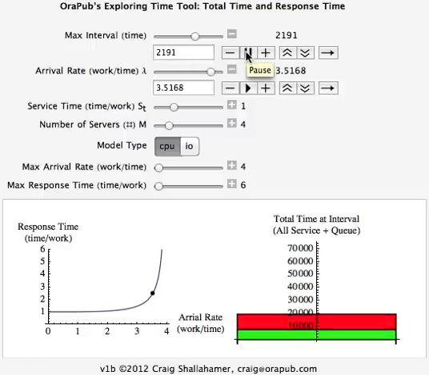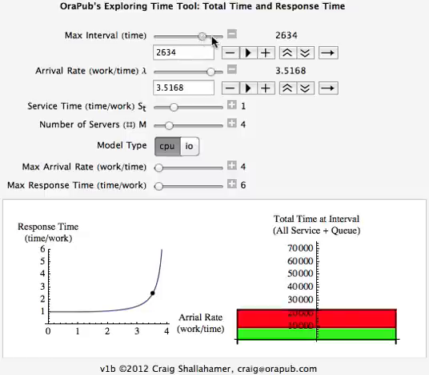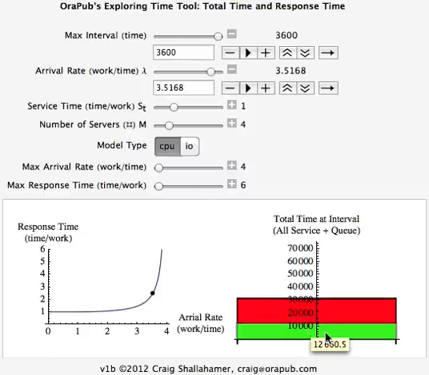So we're approaching 1 hour, assuming an hour has 3,600 seconds. And you can see we have a bunch of service time that's accumulated and also a bunch of queue time that has accumulated. Now, let's say you look at this from an Oracle perspective and we say, hey, let's figure out a way to reduce the total time. Let's focus on reducing this total queue time.